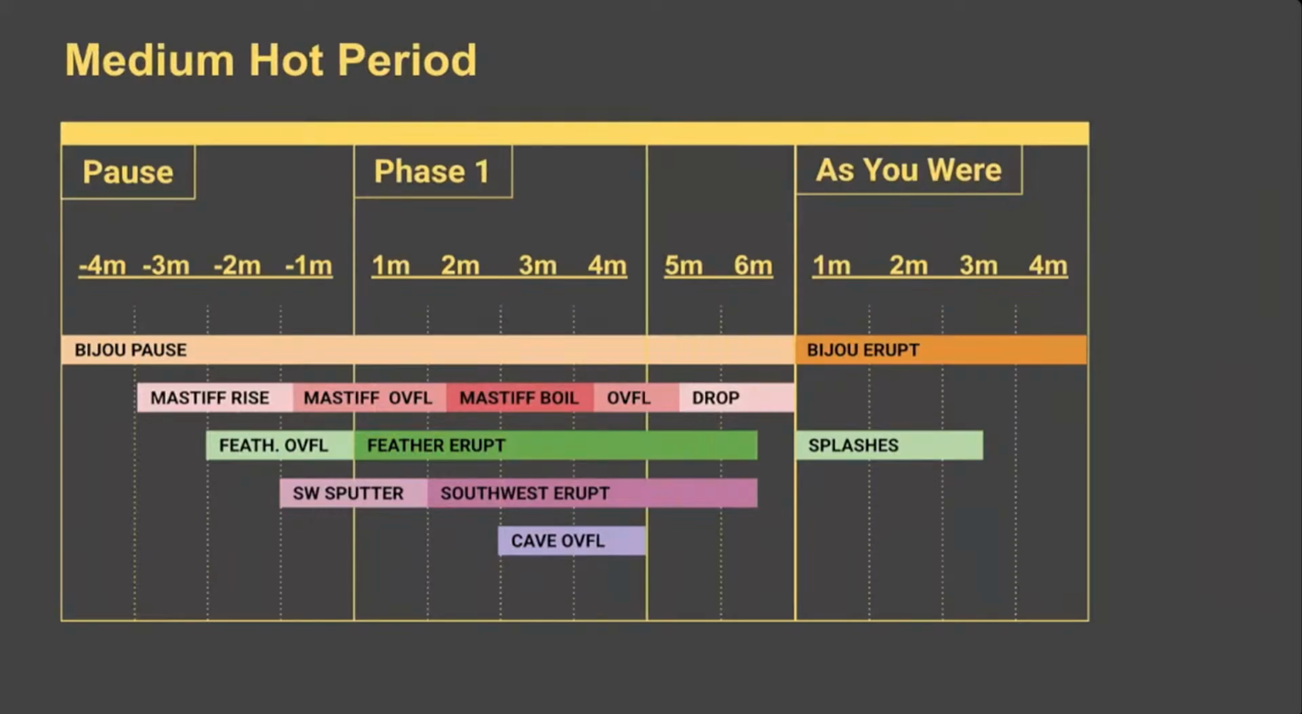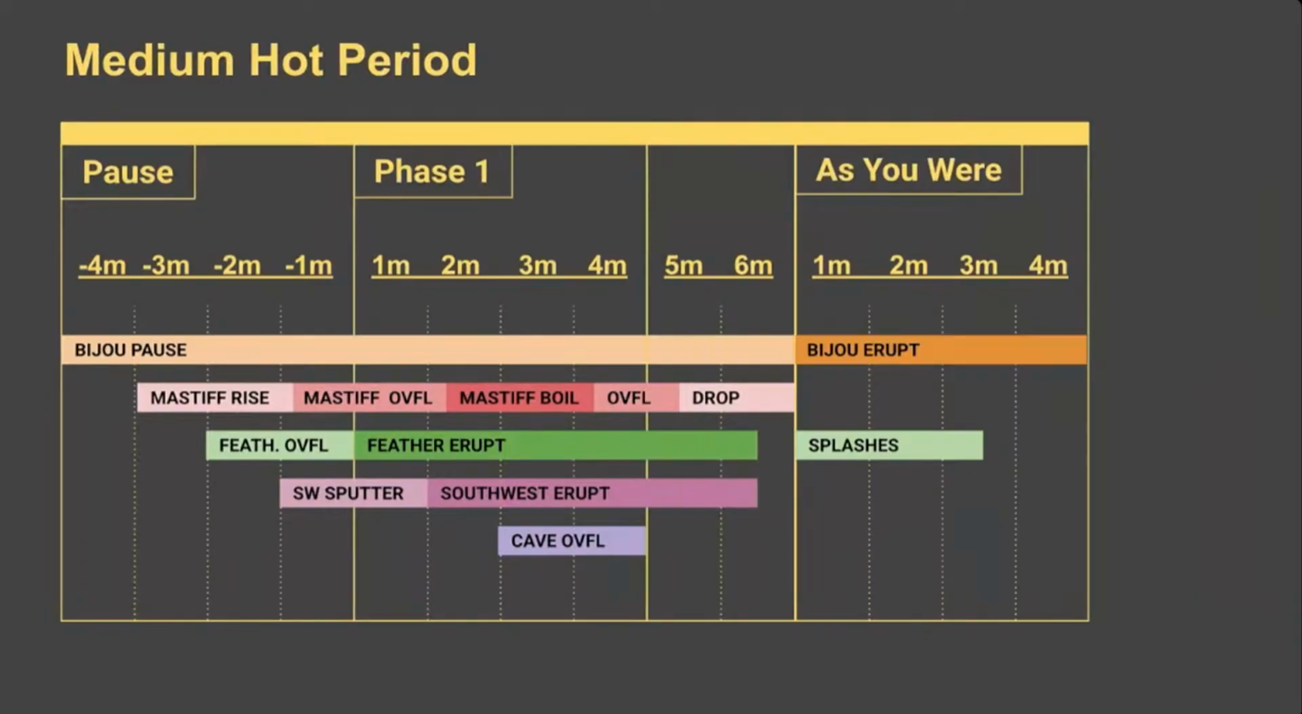And a final note here about this timeline that I made for the medium hot period. I've got the Feather duration going out to 5.5 minutes. But if you get a good push of runoff from Mastiff, it could still be a medium hot period, as long as you get that good push of runoff from Mastiff. So it could be pretty compact and only 3.5 minutes long. That's rare, but it can happen.